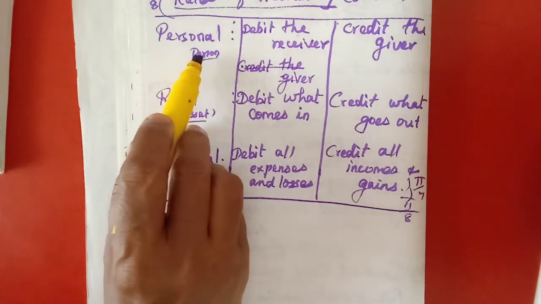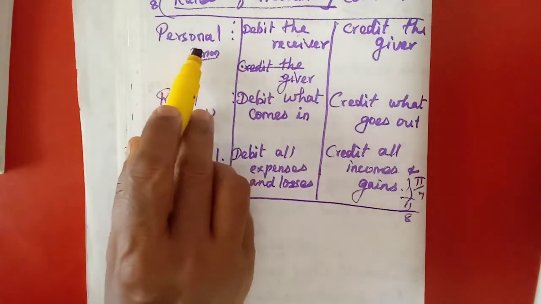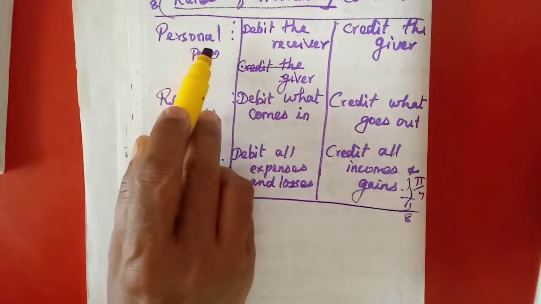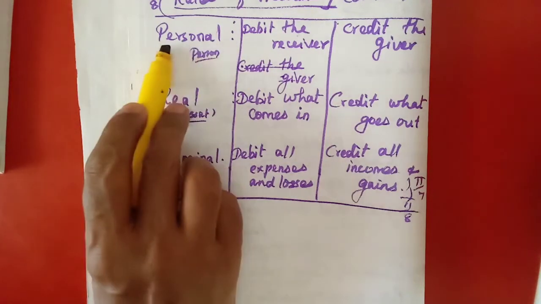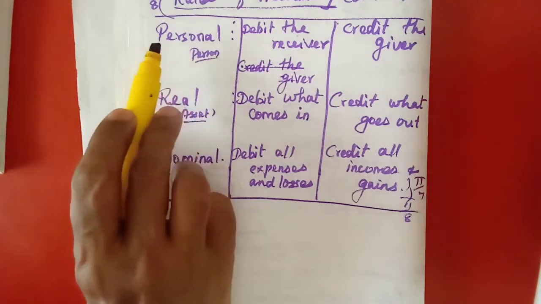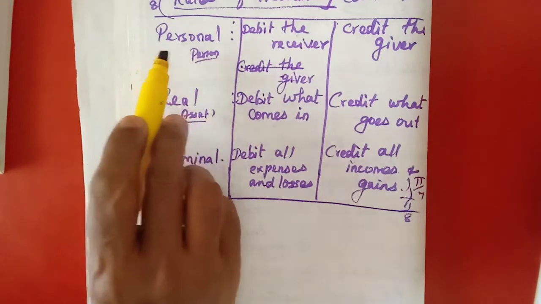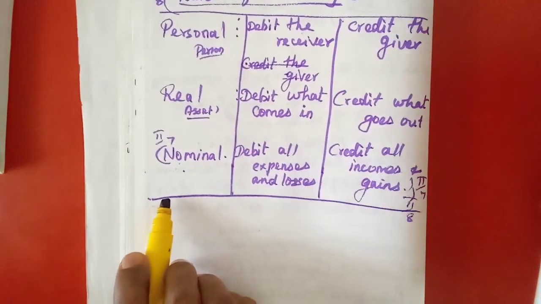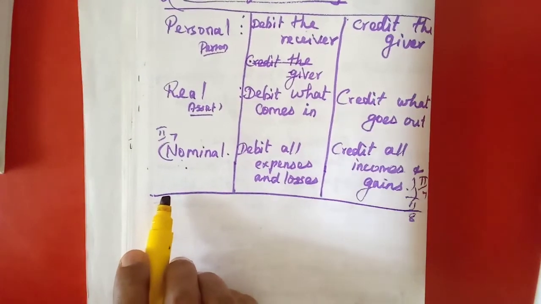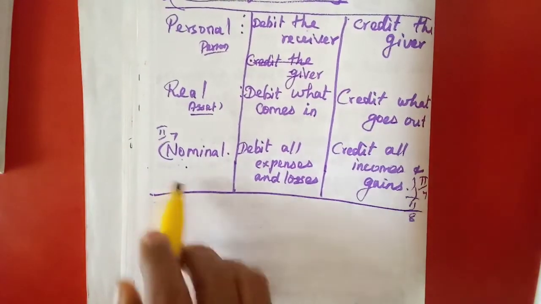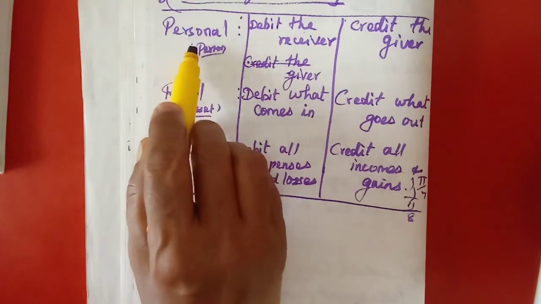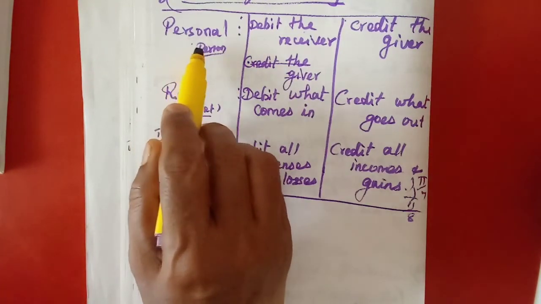under personal account. In this one, you should remember one more thing. The investment made by the proprietor, that is called capital, isn't it? That is also related to a person. So it will come under personal account. And any amount withdrawn by the proprietor, that is drawings, that is also related to the person, that means the owner. So that also will come under personal account.